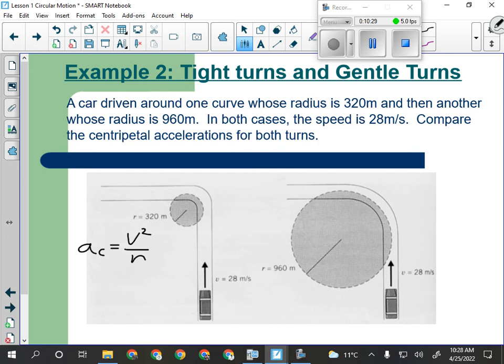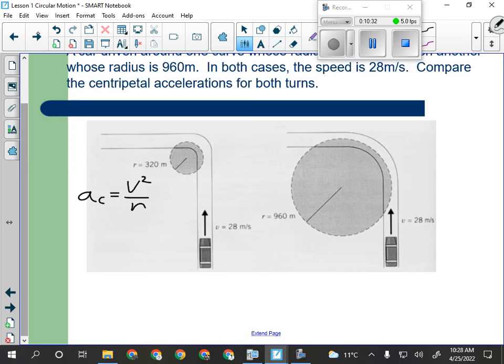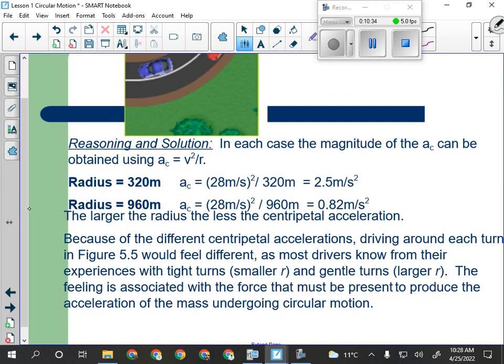If we just look at that very quickly mathematically, for the first corner, for the 320, our centripetal acceleration is 2.5 meters per second squared. So that's about 1/3 of gravity. If you were thrown into the door, the force of the door against your shoulder would be like 1/3 of your weight piled on your shoulder. So it would be significant.